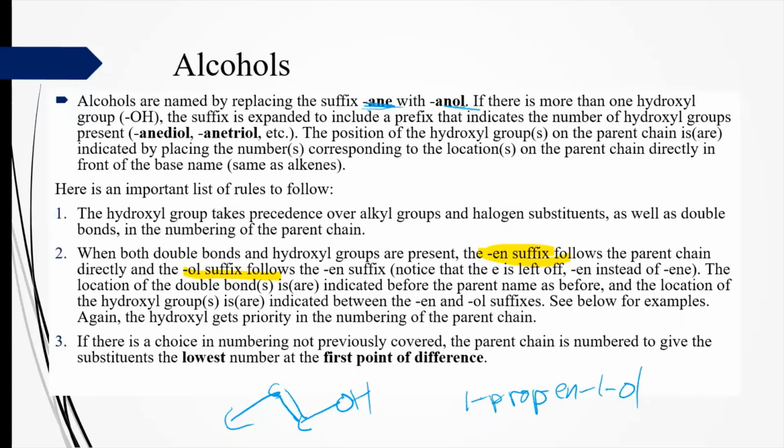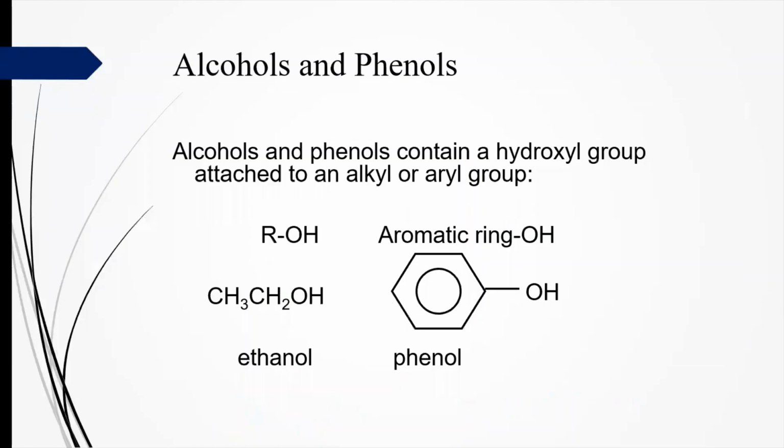And so if there's a choice in the numbering not previously covered, the parent chain is numbered to give the lowest number at the first point of difference. So whenever there's a different point, try to minimize that part. So alcohols and phenols, basically the only difference between them is whether or not we attach it to a chain or if we attach it to an aromatic ring. A phenol is the combination of an aromatic ring and that alcohol attached to it.